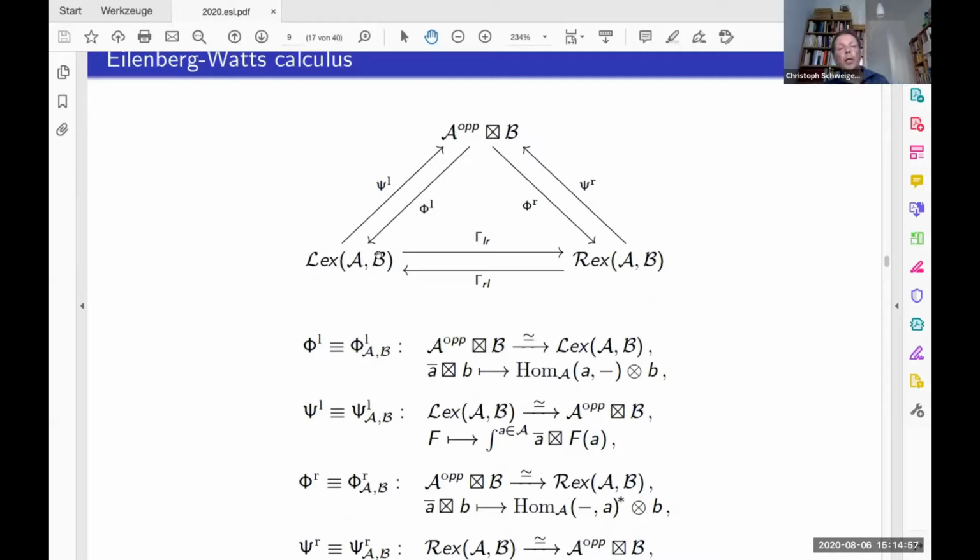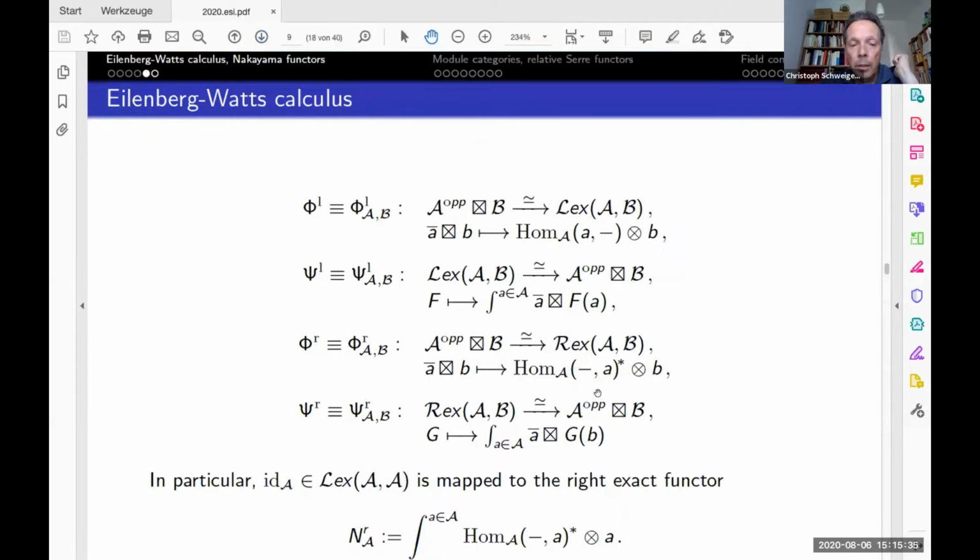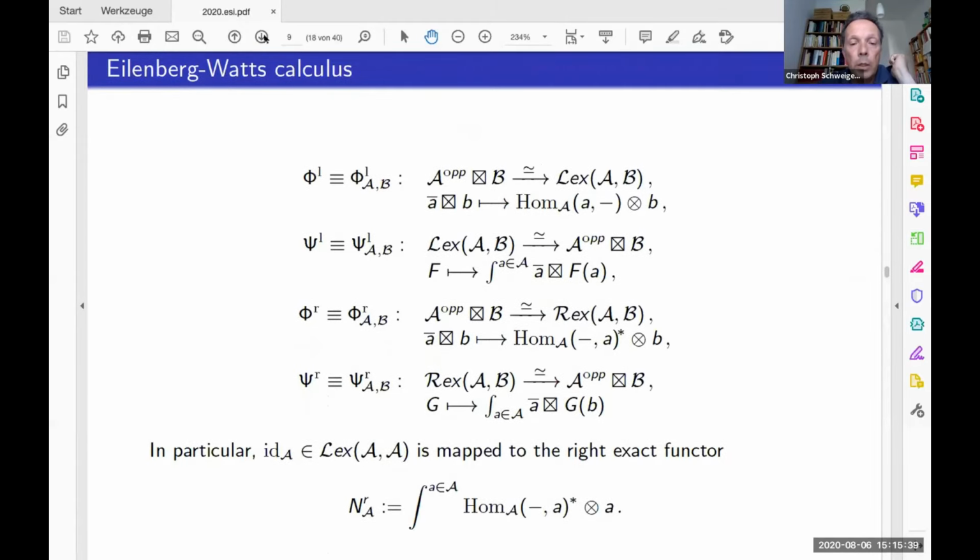Now, look at this diagram and imagine for the moment that A is equal to B. Then we have endofunctors. Endofunctors can be composed, so this is a monoidal category. And there is a distinguished endofunctor, which is the identity. It is quite important that if you go from the identity as a left exact functor, you turn it into a bimodule, and you turn the bimodule into a right exact functor, you don't get the identity as a right exact functor, but you get a right exact functor that's very famous in representation theory. And indeed, what you get is this functor here, which is called the Nakayama functor.